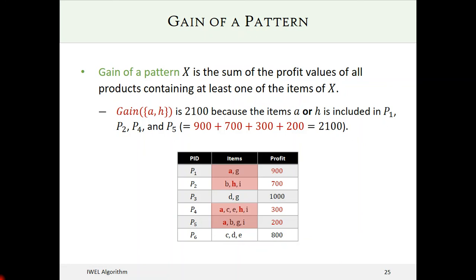As another example, the gain of the pattern AH is 2100 because the items A or H are included in P1, P2, P4, and P5. So its gain is equal to 900 plus 700 plus 300 plus 200, which sums up to 2100. Intuitively, it means that if we remove the components A and H, or pattern X, because we couldn't produce the products P1, P2, P4, and P5 anymore, as a result, we will lose a total profit of 2100.